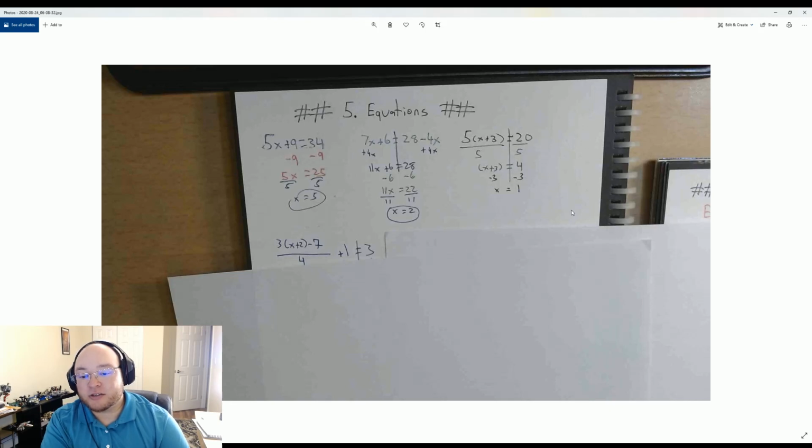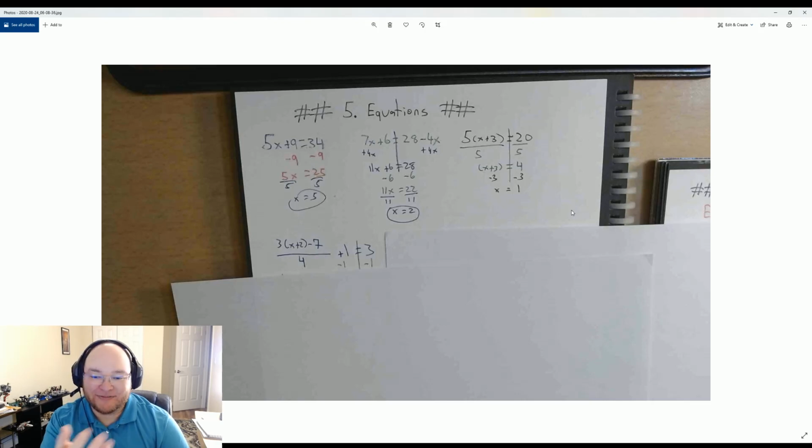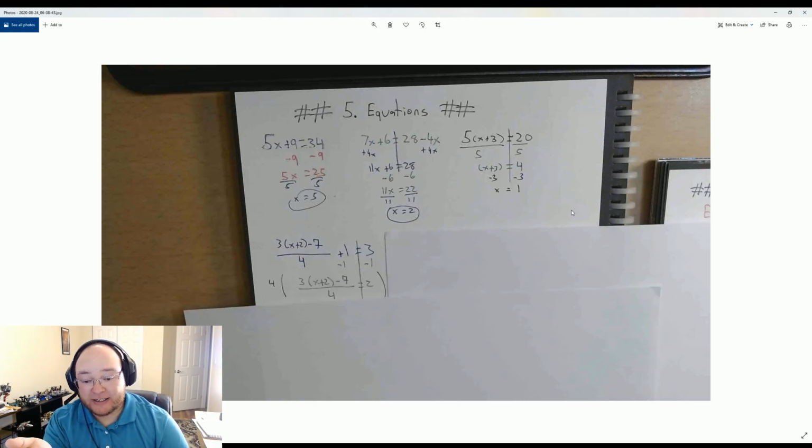So the next one, there's just slightly more steps. You always want to try to get rid of whatever's not in the fraction first, just to make it easy. So we can get rid of that plus 1 by subtracting 1 from both sides. Now a fraction, when it says over 4, that's really saying divide by 4. Opposite of dividing is multiplying. So we're going to multiply both sides by 4.